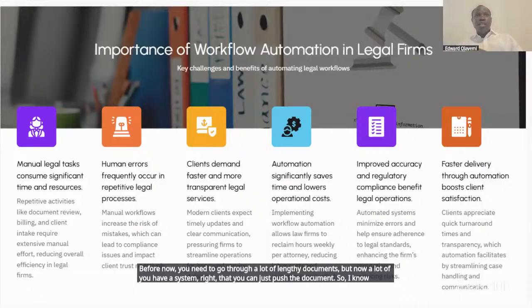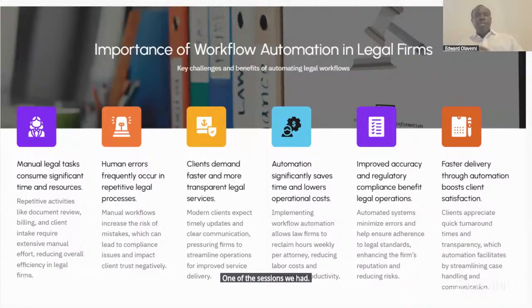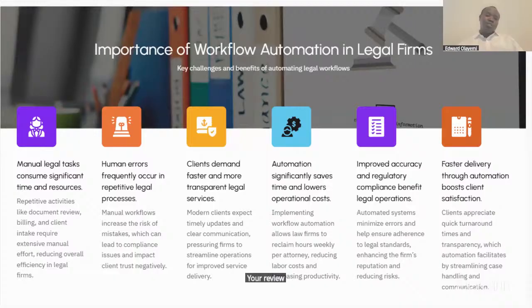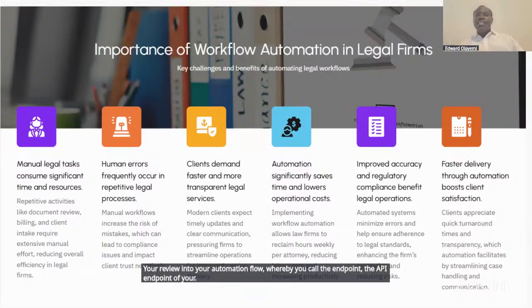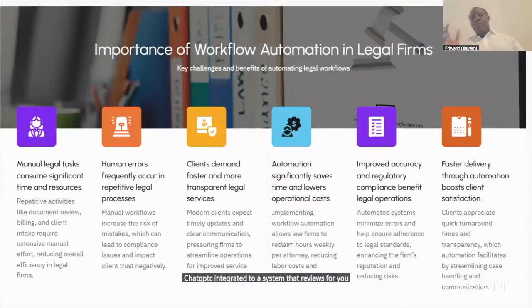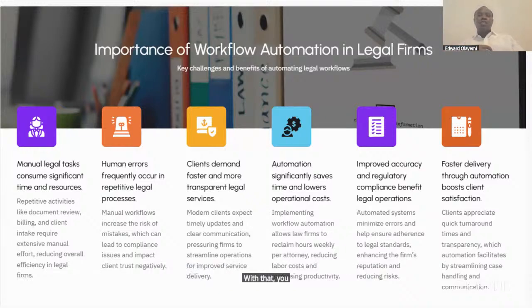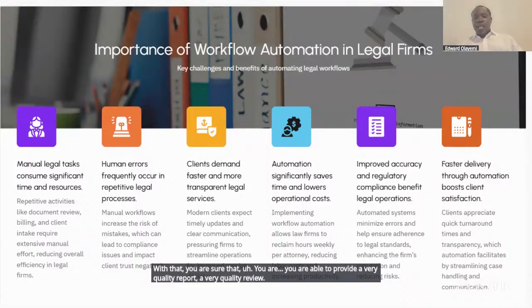So I know during one of our last sessions, we talked about how we can use all these available tools. And the beautiful thing about the world of AI and automation is that you can integrate your review into your automation flow, whereby you call the API endpoint of ChatGPT and integrate it into a system that reviews for you. I do a lot of automations for myself. You call the agent, and the agent is able to help you review on the fly. With that, you are sure that you are able to provide a very quality report, a very quality review to your client, right?